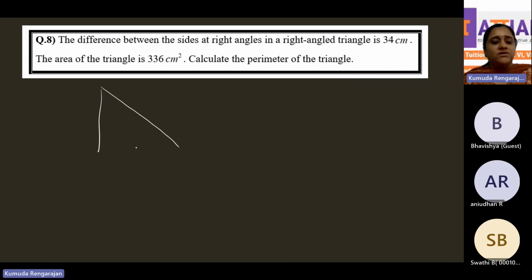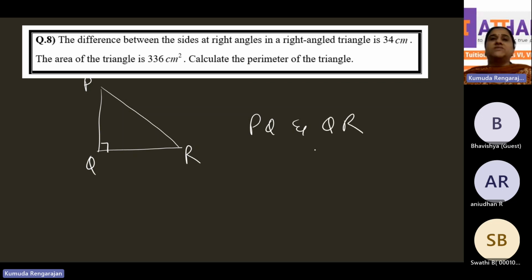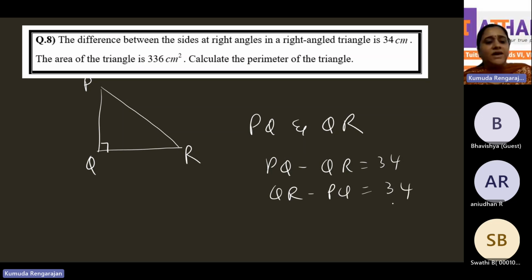So tell me, which are the sides at right angles in this triangle? PQ and QR are the sides at right angles. Now, the difference between these two sides is 34. So how do you write that? PQ minus QR is equal to 34, or QR minus PQ is equal to 34. Both are correct. And then the area of this triangle is equal to 336 centimeters square.